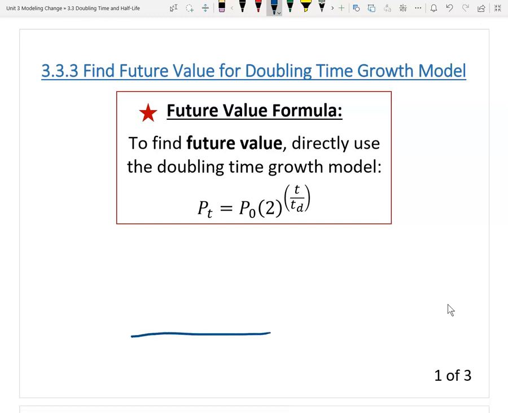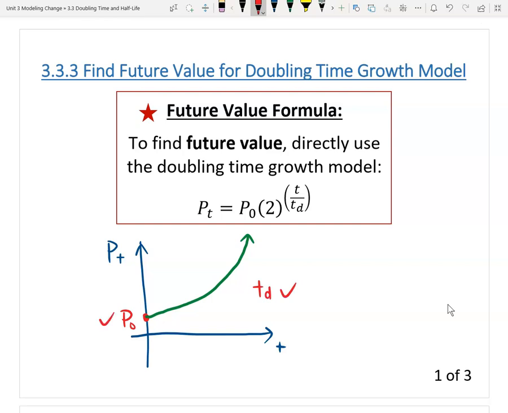I draw the x coordinate, which is the time t, the y coordinate, which is the value Pt, and suppose we know the initial value. Let me put here P0, and we also know the doubling time growth model, which is like this way. Okay, means we know the doubling time, right? So TD we know, P0 we know.